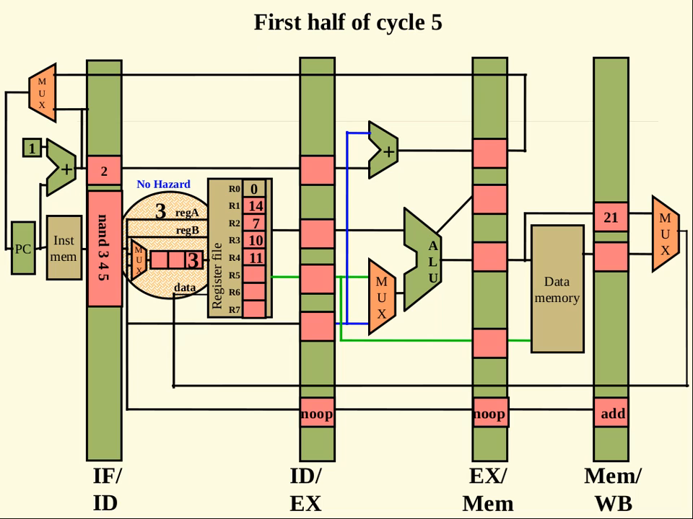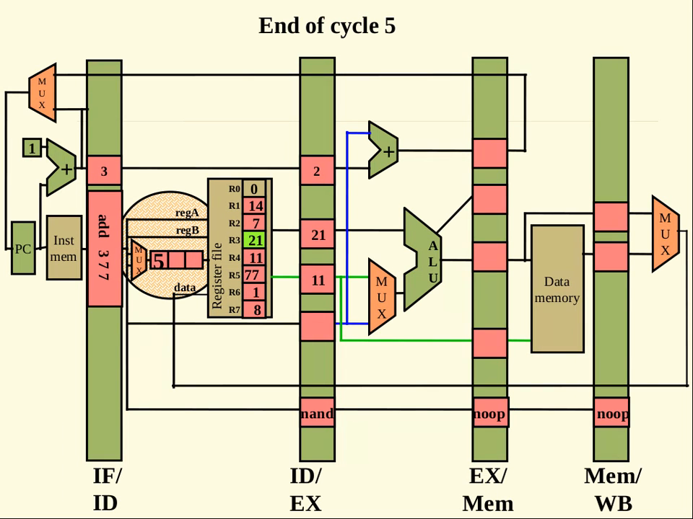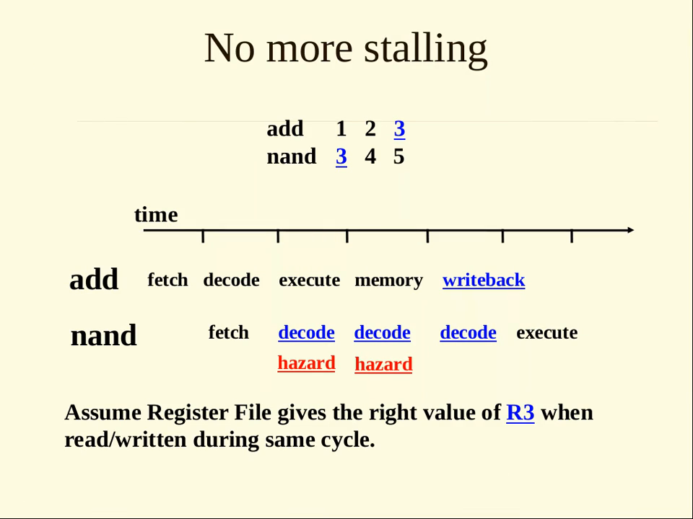What's the benefit of this one? It gets rid of the hazard. It inserts the no-ops for you, so do you have to recompile your code? No, you don't have to recompile your code. So this is a lot better. But your CPI is going to increase because you're adding instructions.